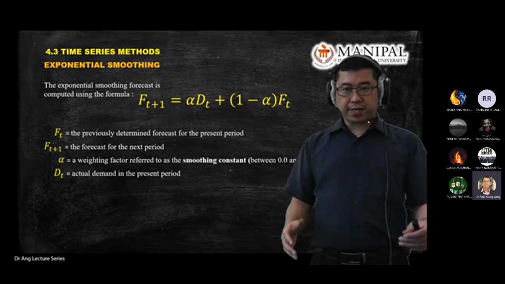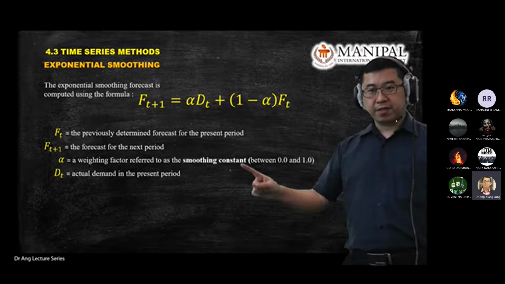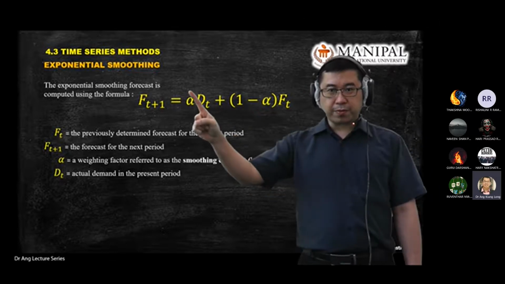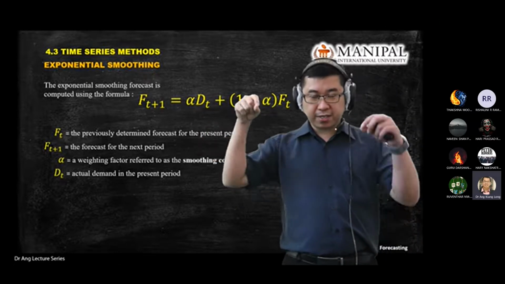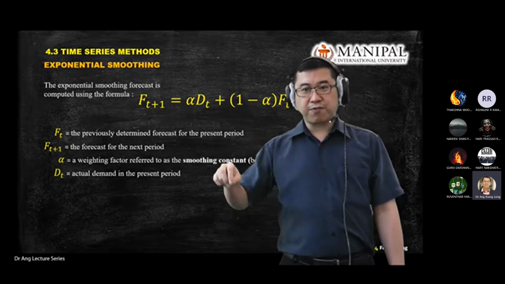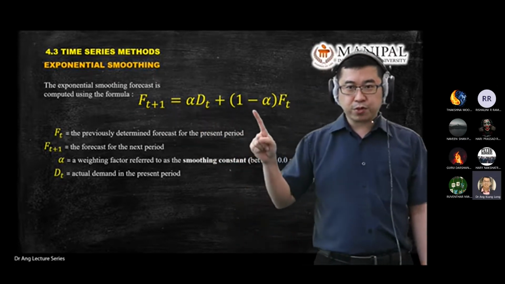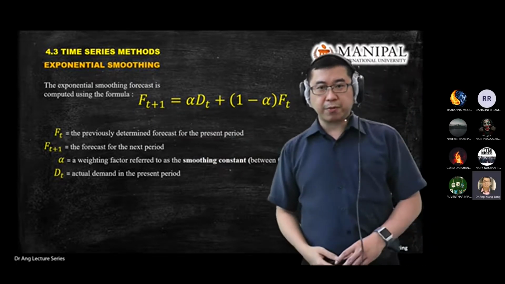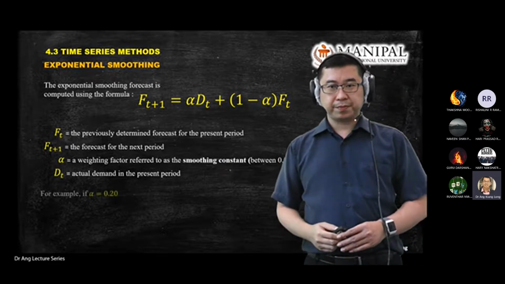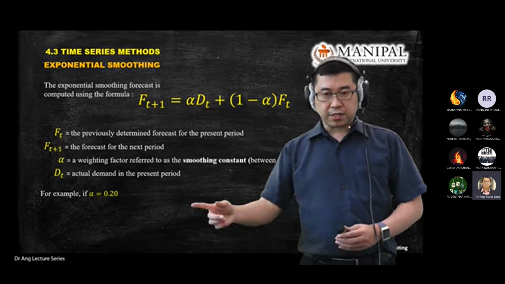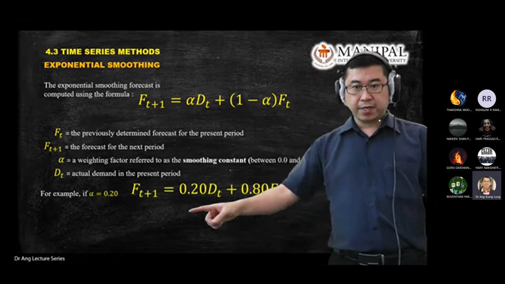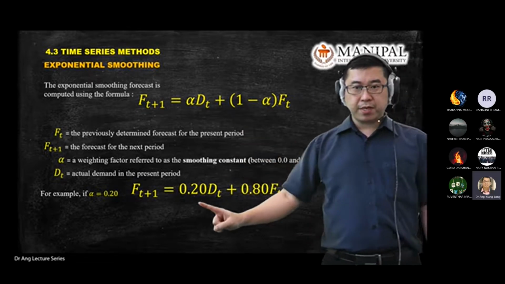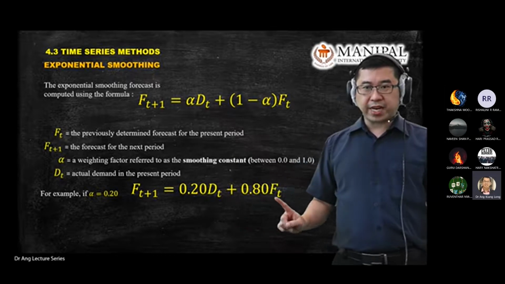If you use the 100% smoothing constant, this component will be gone, will be 0, and this one will be 1. So the current demand is the focus for next month if you use smoothing 100%. Okay, let's look at how we apply this formula to real data. This is just another example. If the alpha given is 20% or 0.2, the formula becomes 0.2 D sub t plus 0.8 F sub t.